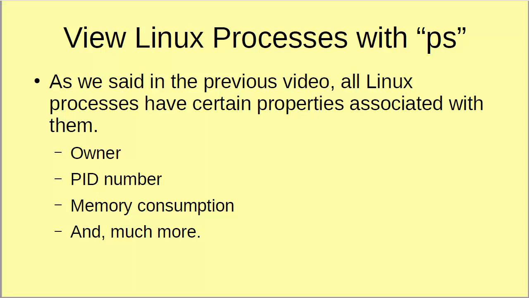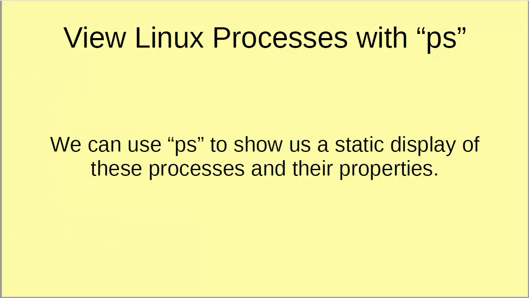They have an owner, a process ID number. You can see statistics about memory consumption, CPU consumption, and a whole lot more. There's a lot of information that goes along with each of these processes. So in this video, we're going to look at the ps utility, and we're going to see how it can give us a static display of these processes and their properties.